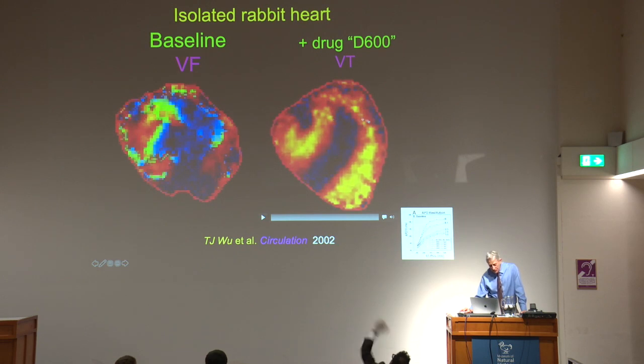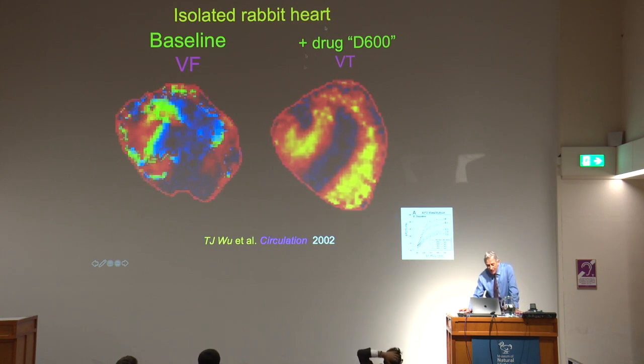When we administer, TJ and his advisor, in consultation with us, found this drug D600, which is a fast-acting calcium channel blocker. This is a heavy calcium channel blocker. You wouldn't want to use this clinically. But this heavy calcium channel blocker, in a dose-dependent manner, reduces the slope of that curve.